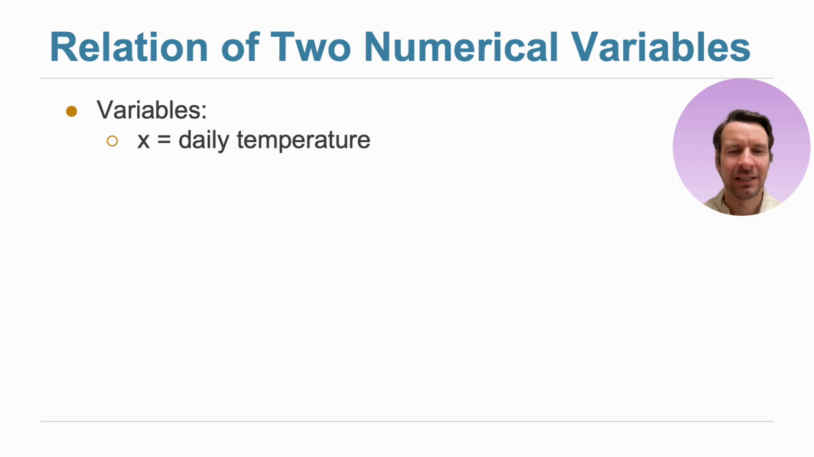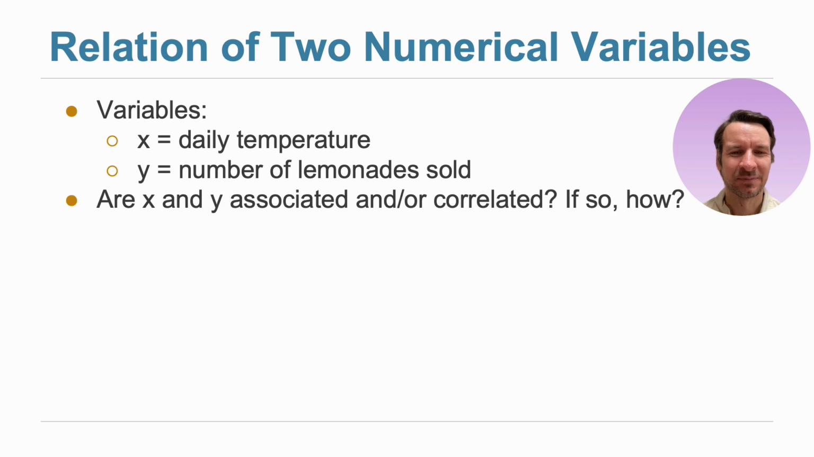Variables: x, the daily temperature, and y, the number of lemonades sold. This is an example of two numerical things, right, from our favorite lemonade sales. The question is, are x and y associated somehow, or we'll call it correlated? And if so, how?